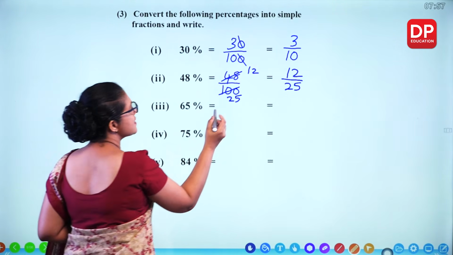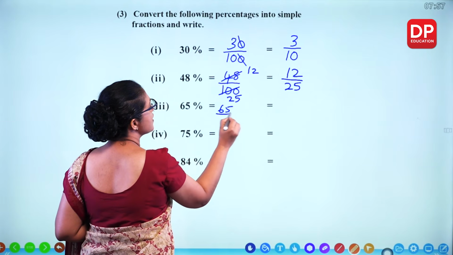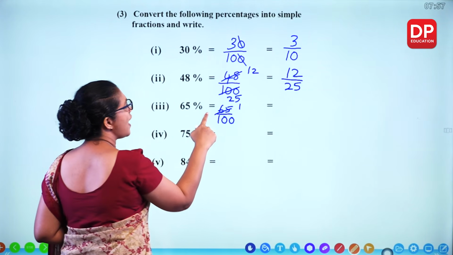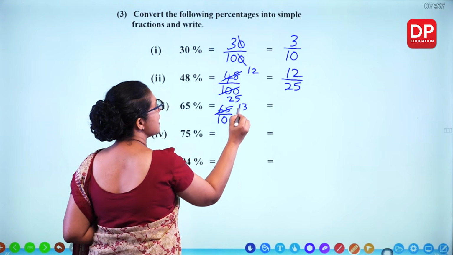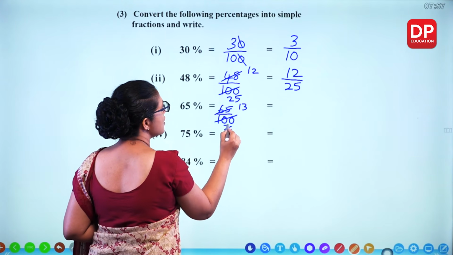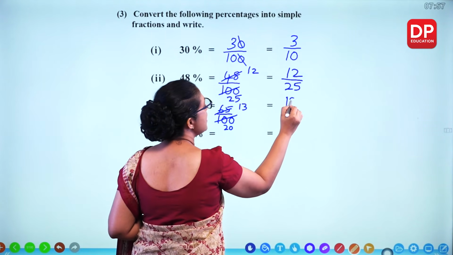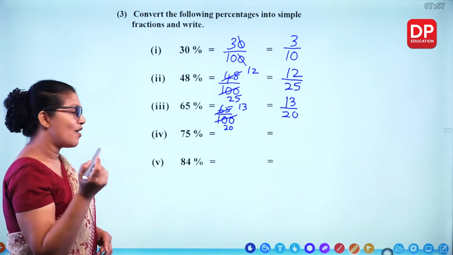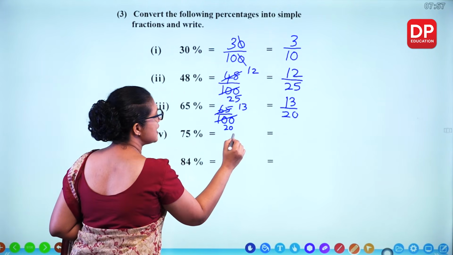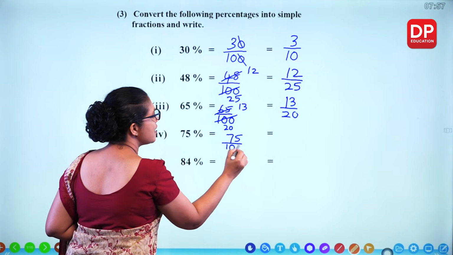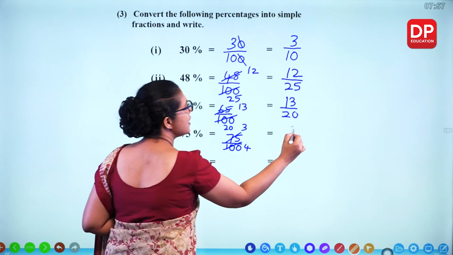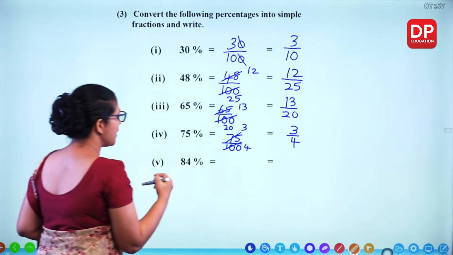65%. 65 over 100. Divide by 5. 5 times 1 is 5, and for 15, that's 3. 5 times 20. So 13 over 20. 75%, we all know that's 3/4. We'll see 75 over 100. 25 times 3, 25 times 4. 3/4.